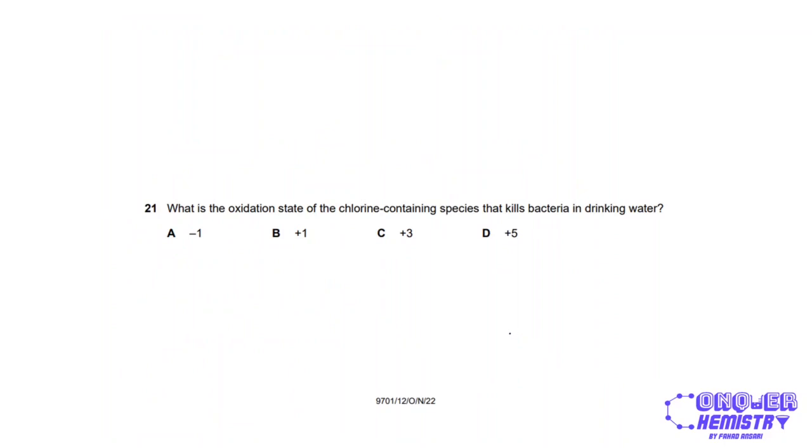Now, what is the oxidation state of the chlorine-containing species that kills bacteria in drinking water? Now, you need to remember this, that when you react chlorine with water, it's going to produce two acids. It's going to produce HCl and HClO. Now, it is the ClO ion over here, and this contains a negative charge. The H contains a positive charge. This ClO negative is what kills the bacteria.